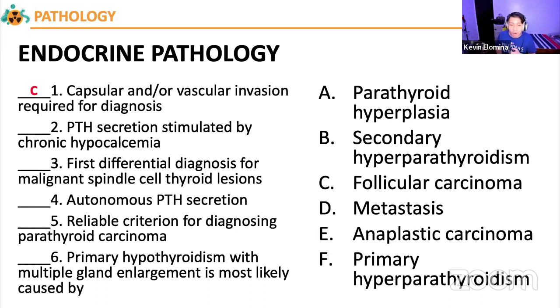Ano yon? Primary or secondary? That is secondary hyperparathyroidism. Kasi pag primary, the parathyroid is the problem. Okay? The parathyroid autonomously produces your PTH. Now, what's the first differential diagnosis for a malignant spindle cell lesion in your thyroid? It's your anaplastic thyroid CA. Okay? Yung autonomous PTH secretion, diniscuss ko na, it's your primary hyperparathyroidism.